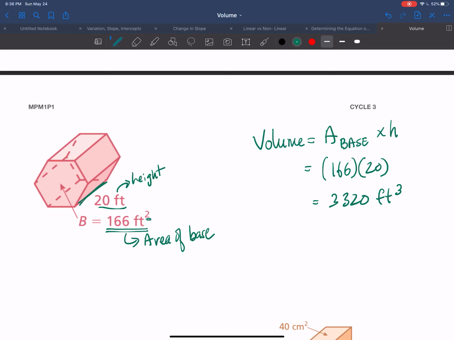Okay, so always remember area of the base times the height. The formula sheet will have formulas for specific prisms, but as long as you remember area of the base times the height, you'll be able to find the volume for any prism. Doesn't matter what shape the base is.